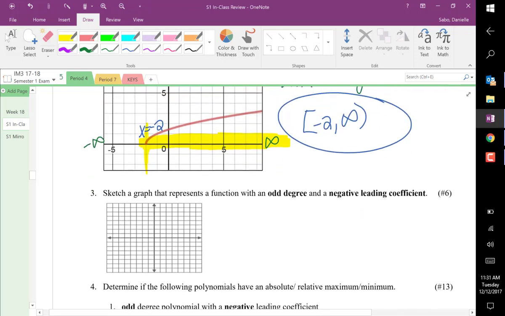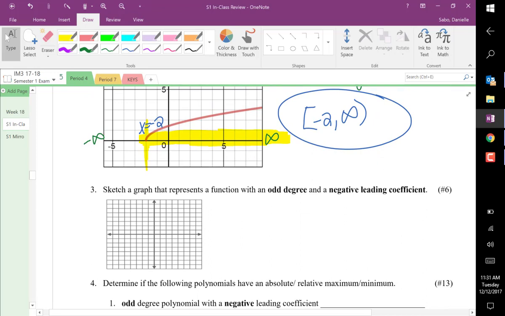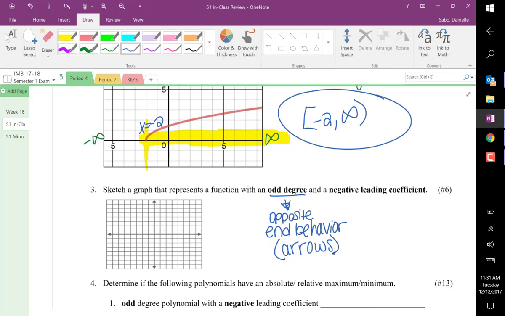Okay, next one here. Sketch a graph. This is just practice of you understanding what even and odd meant again. So sketch a graph with an odd degree. Let's talk about that before we move on. Odd degree functions: are they the same arrows going up and down, or are they opposite arrows? Opposite. So I'm going to put that down so that you can study that. It's technically called end behavior. But if you forget what end behavior is, you can put it in parentheses. It just means arrows. So it has opposite arrows, or end behaviors. I just don't want you getting used to saying arrows because that's not technically the term.